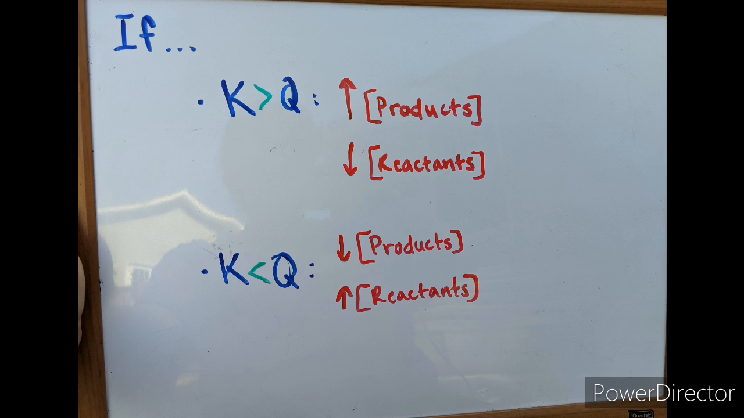If the value of K is larger, this means at equilibrium there is a higher concentration of products and a low concentration of reactants. If the value of K is smaller, the reverse is true. At equilibrium, there will be a higher concentration of reactants and a lower concentration of products.